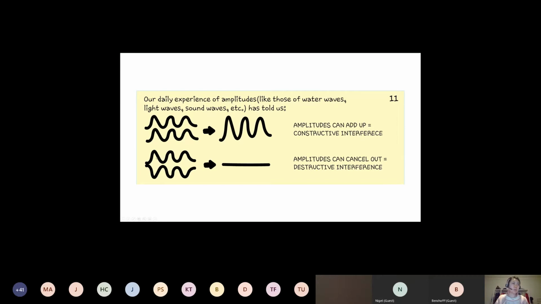But there are also cases where they can be out of sync and they subtract from each other and you get nothing. We know that amplitudes can add up, which is called constructive interference, or amplitudes can cancel each other out. This is destructive interference. This happens in our quantum mechanical systems, and in quantum computing, that's actually what we deal with. Because we can express our qubits with amplitudes, there must be interference going on in our qubit systems.